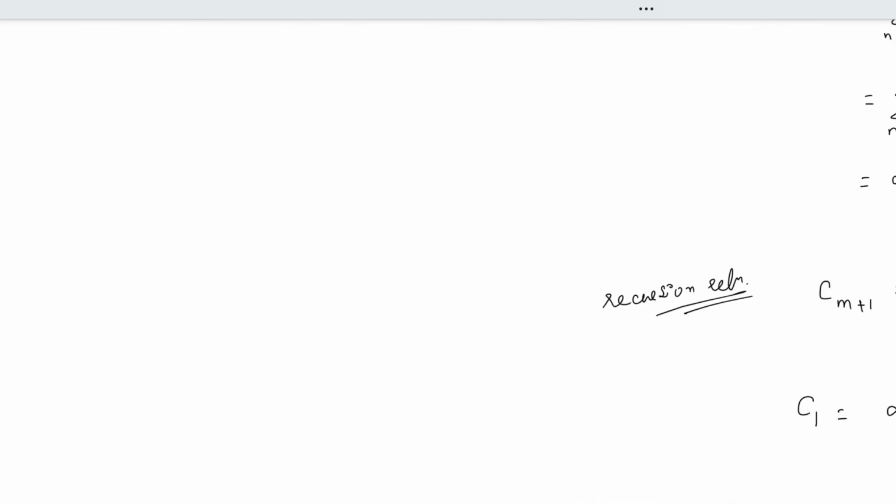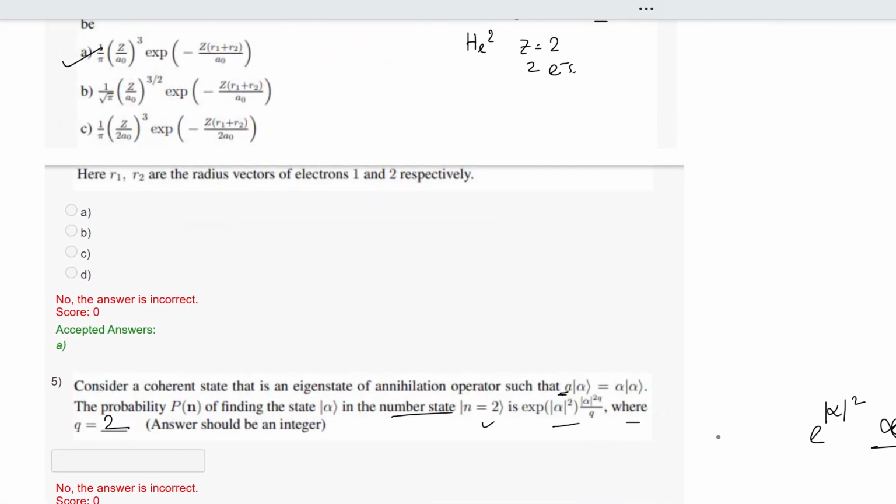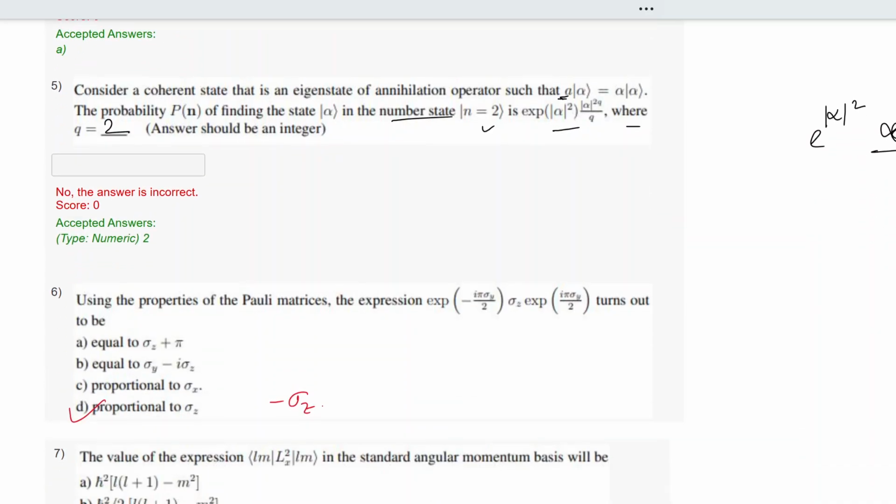So now let us compare whether it is the correct answer. We are getting this turns out to be minus sigma z, so it is basically proportional to sigma z that will be the correct answer, because you are getting the answer as minus sigma z. Okay, so this is done.